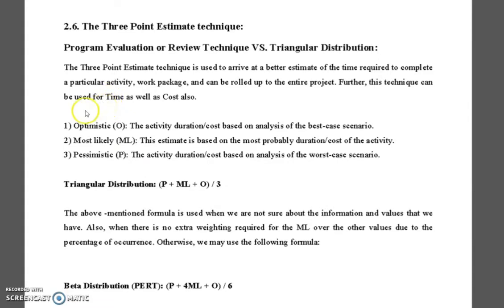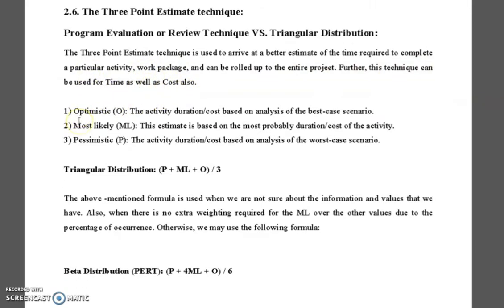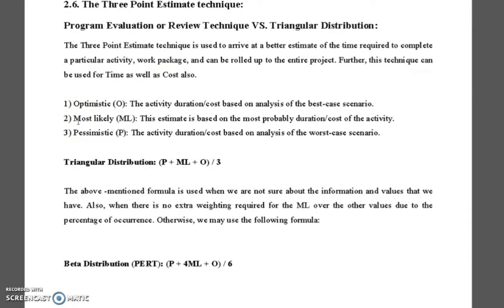So we have the 3-point estimate technique, which is used to arrive at a better estimate of the time required to complete a particular activity, which we talked about in our construction management course as a work package, and it can be rolled up to the entire project. Further, this technique can be used for time as well as cost. This technique consists of 3 main components.